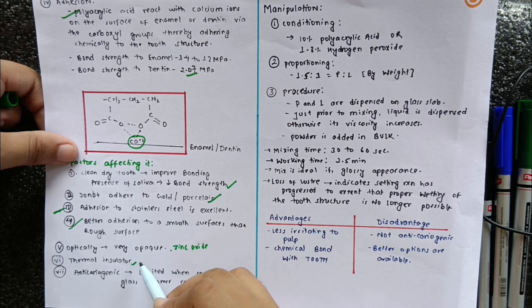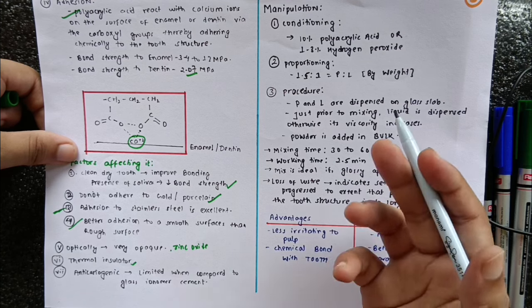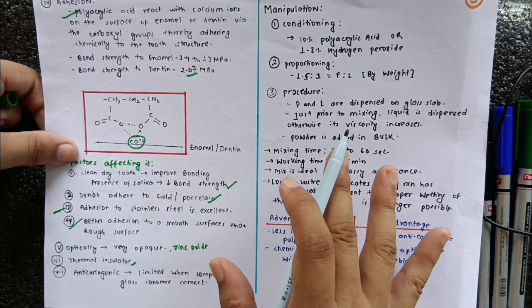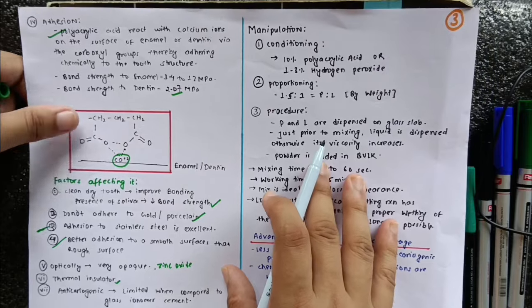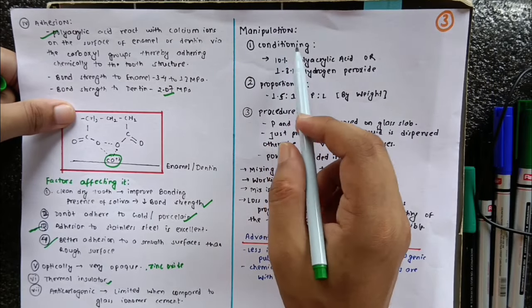Zinc polycarboxylate is a thermal insulator, and anti-corrosive properties are also present, but they are limited when compared to glass ionomer cement. Glass ionomer cement is the gold standard for dentistry. In comparison to that, zinc polycarboxylate is a little bit less anti-cariogenic.